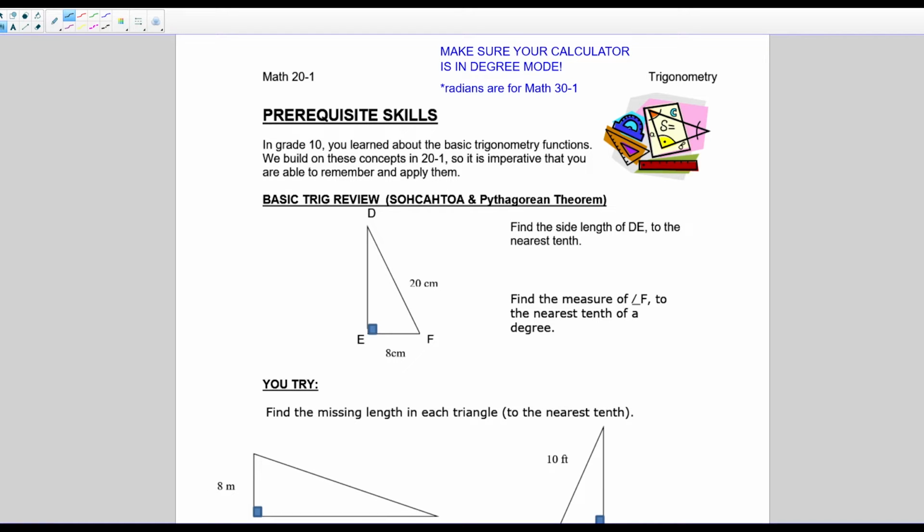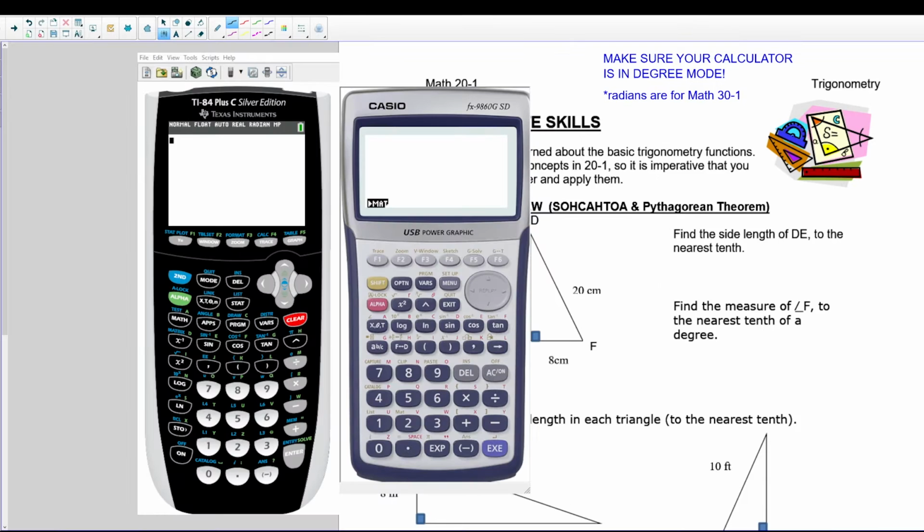Today we're going to talk about angles in standard position. Now before we get started, let's go ahead and make sure that your calculator is in degree mode. The alternative is radians, but that's going to be for Math 30-1. Every time that you or your teacher has reset your calculator, we're going to switch our calculator into degree mode, because the default setting for calculators, or graphing calculators at least, is going to be in radians.